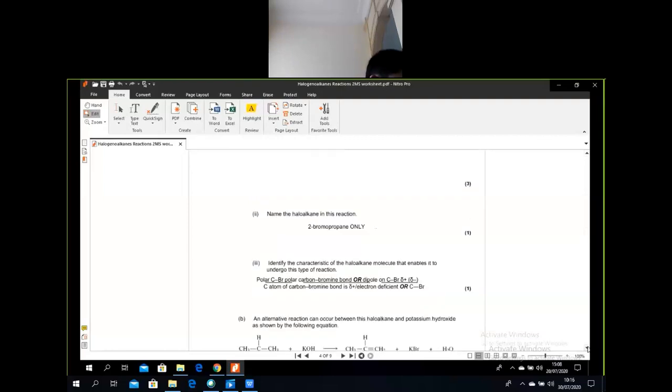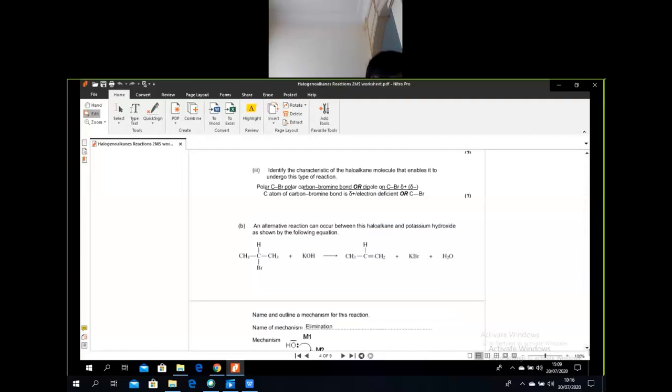And then identify the characteristic of the halogenoalkane molecule that enables it to undergo this type of reaction. It is because of the electronegativity of the bromine. Although it is not the most electronegative element, bromine is more electronegative compared to carbon. That makes a polar bond, a slight permanent dipole. There is a dipole positive and a dipole negative. Carbon will be delta positive and bromine will be delta negative.